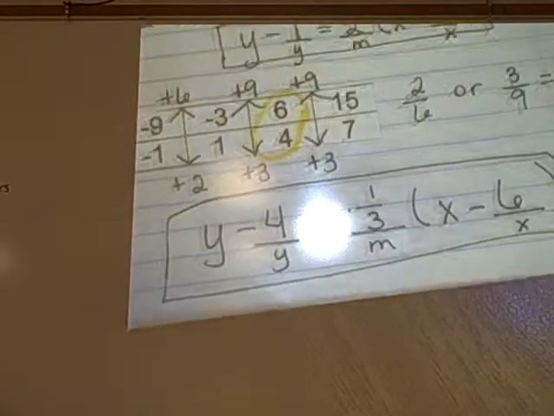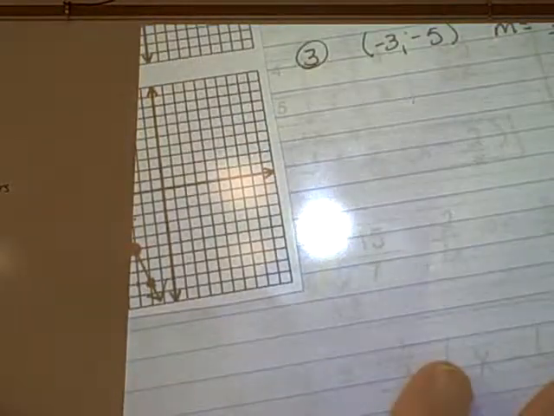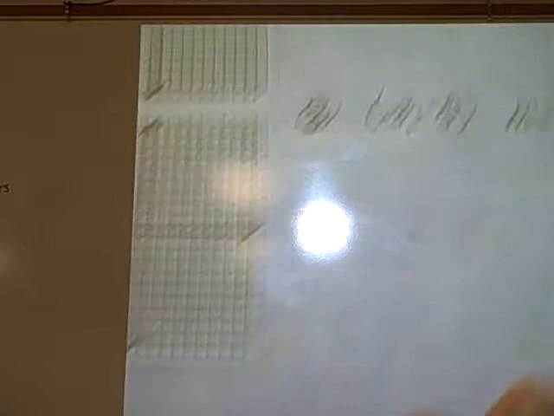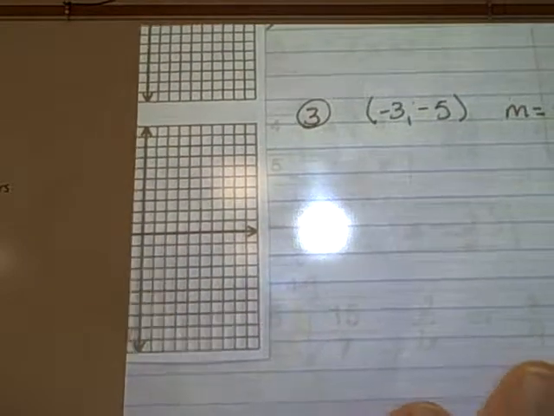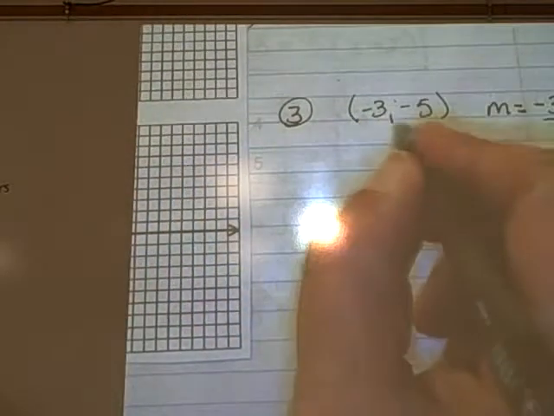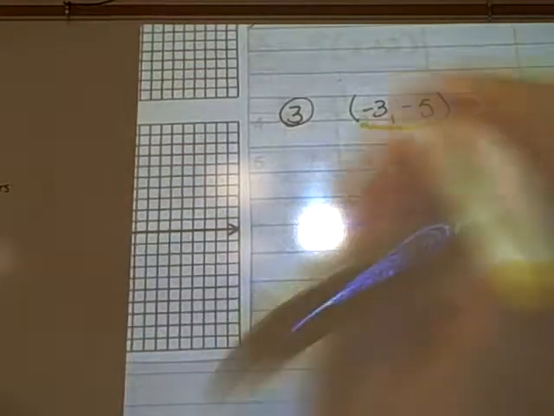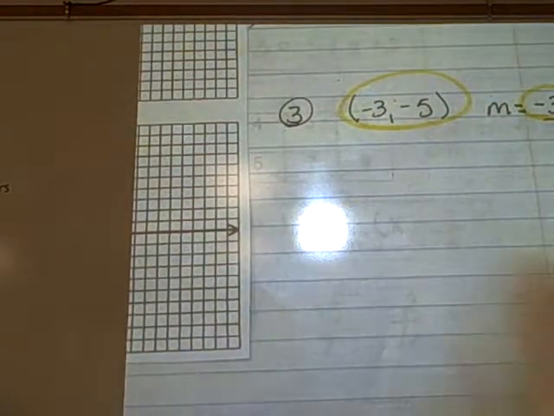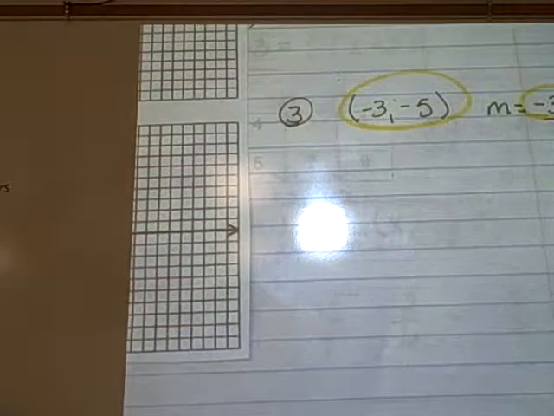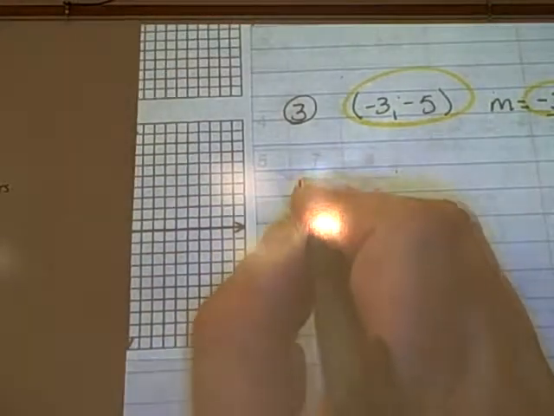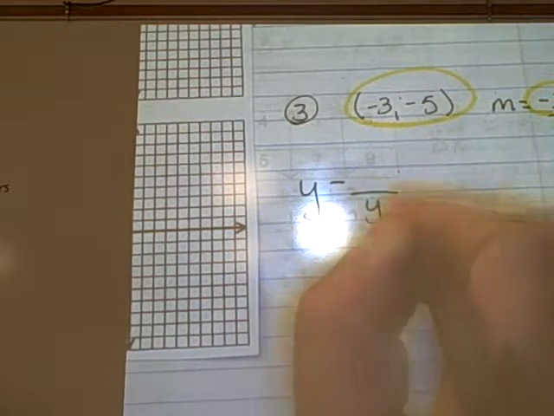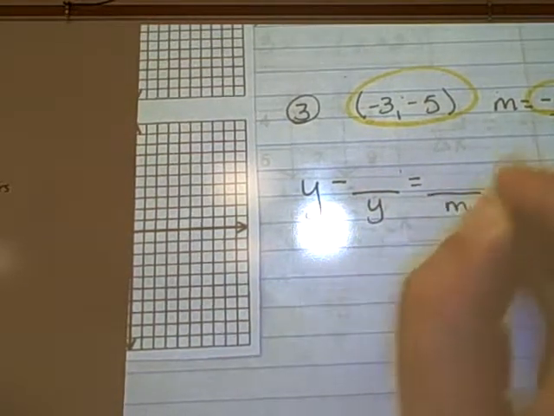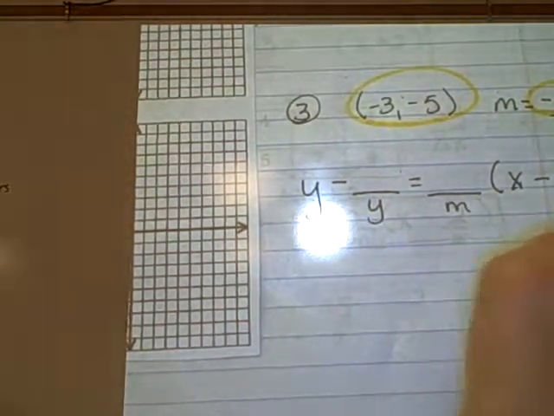Okay, flip back to the ones with the graphs. Let's look at the last one. So if I was gonna write the equation of this line, and I was given this is my point, this is my slope, you should be able to write that equation now. y minus the y number equals m times x minus the x number.